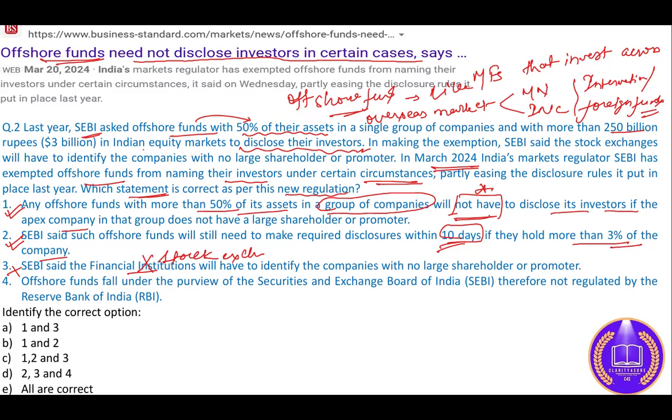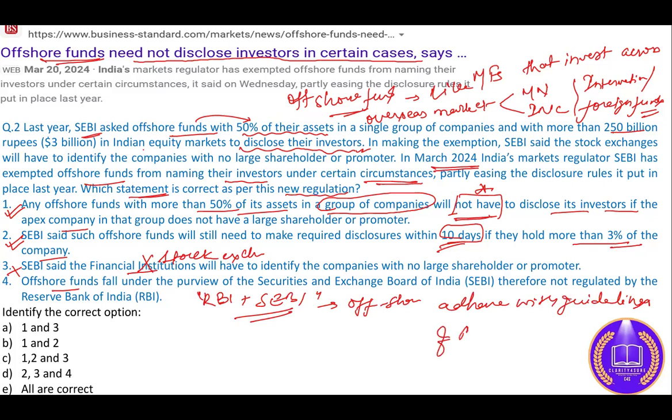Fourth statement: offshore funds fall under the purview of SEBI, therefore not regulated by RBI. No, they are regulated by RBI as well as SEBI, co-regulated by both these organizations. Offshore funds must adhere to the guidelines of RBI as well as SEBI. So statement 4 is also incorrect. By this, option B would be correct: 1 and 2 only.